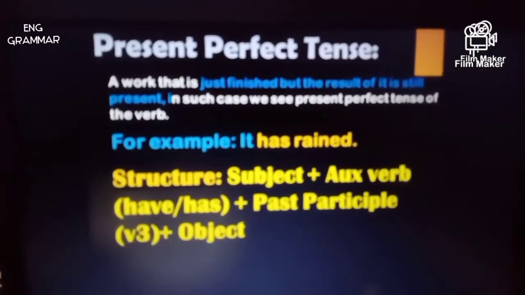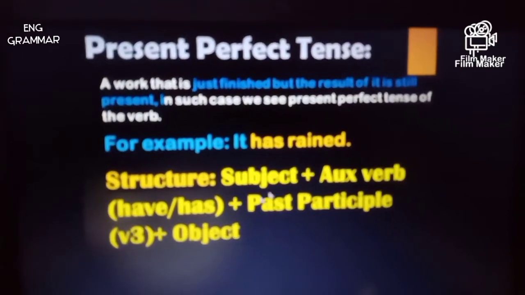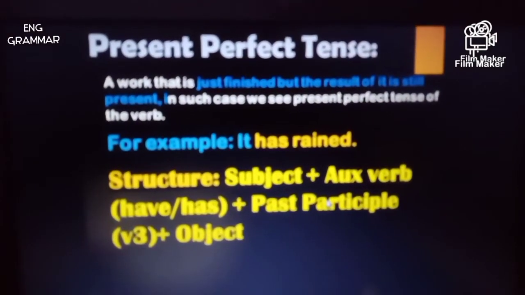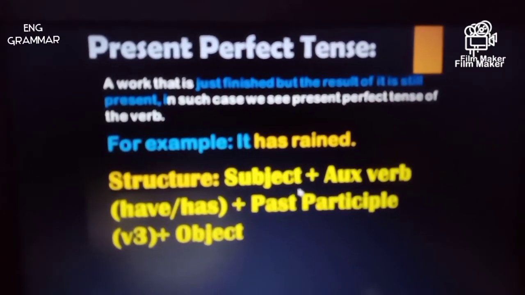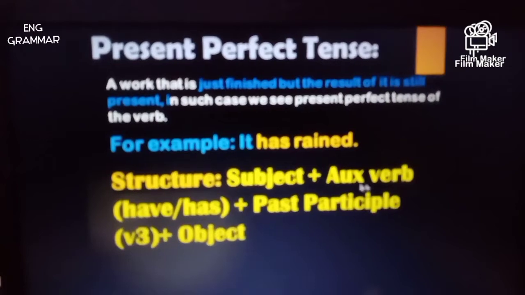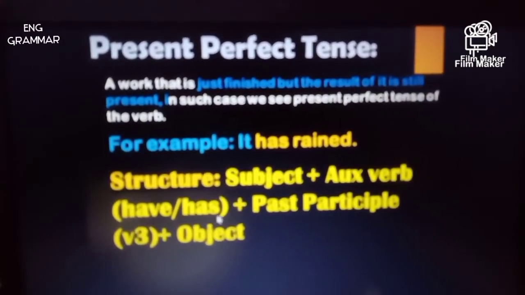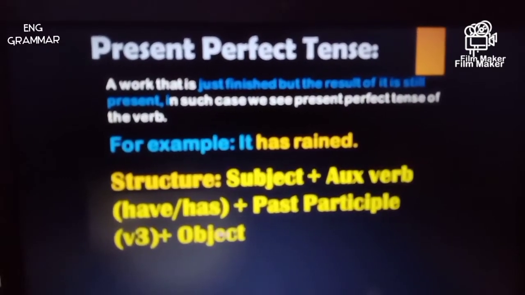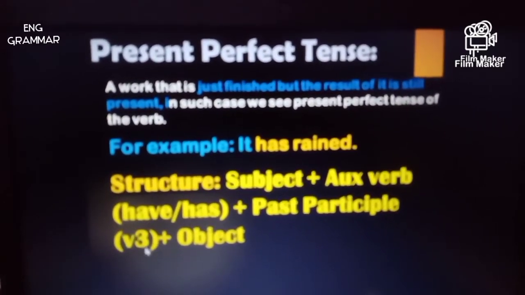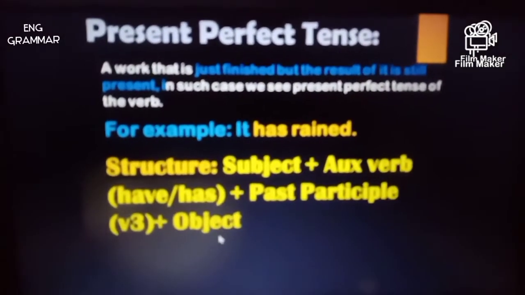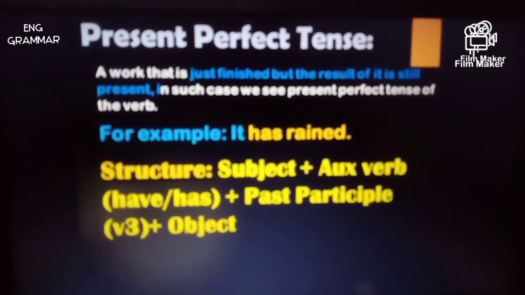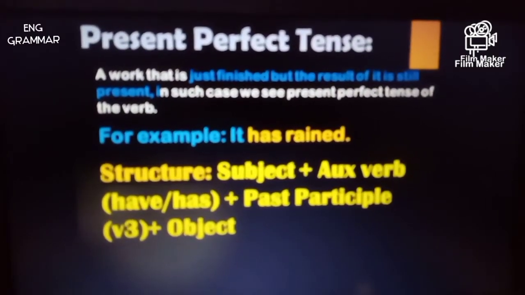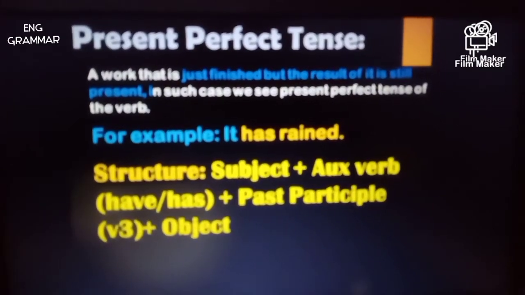Meaning aside, take a look at the structure, which will help you to form sentences in the present perfect tense. Structure says we have subject plus auxiliary verb. In this case we use has or have plus the past participle form of the verb, that is V3, plus object plus any other part of the sentence as required. This is the general pattern we follow for the present perfect tense.